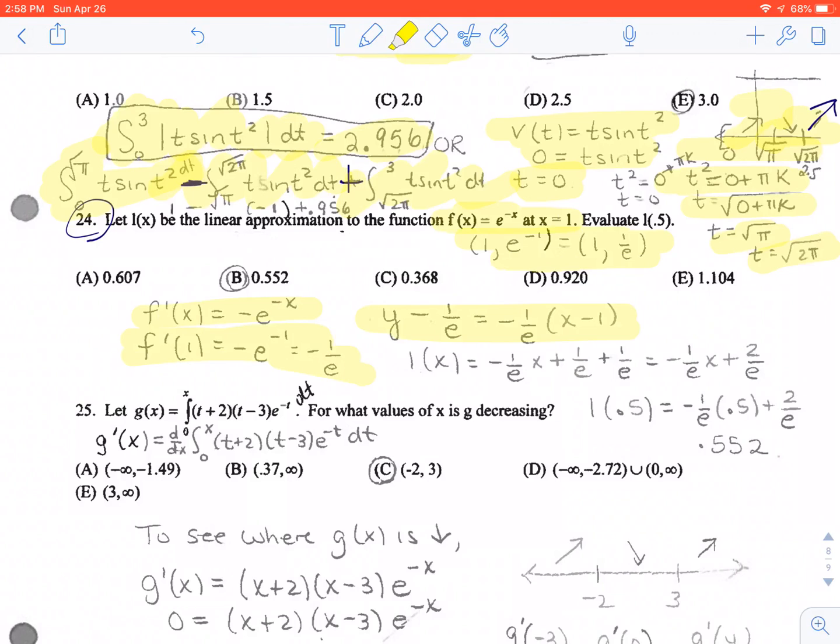So my y equals is basically this negative 1 over e times the quantity x minus 1, and then I want to add the 1 over e so that I have y equals, or this is L of x instead of y, equals negative 1 over e x plus 1 over e plus another 1 over e. And then I'm going to use that equation, putting in 0.5 to approximate what the y value would be.